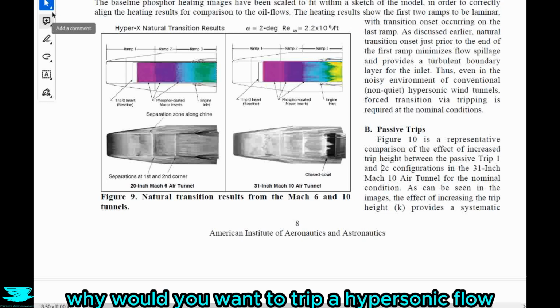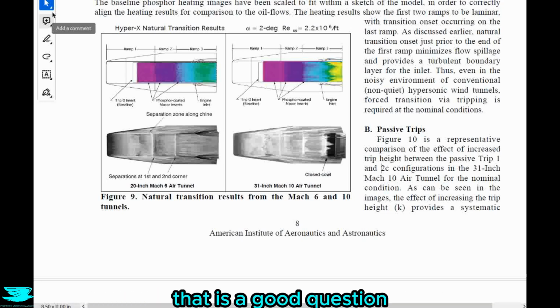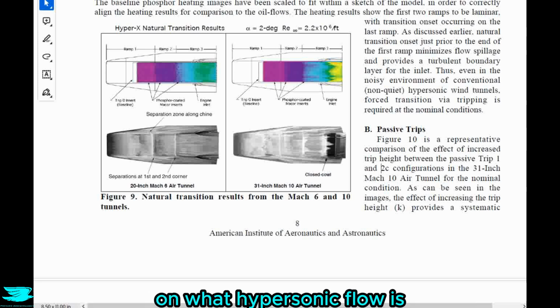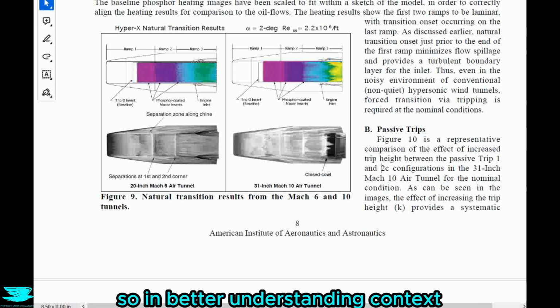Why would you want to trip a hypersonic flow boundary layer? That is a good question, and a goal that many hypersonic researchers have investigated. Now, just a quick background on what hypersonic flow is so we can better understand the context.